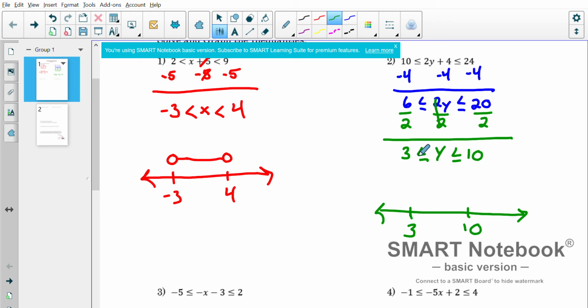We have greater than or equal to, greater than or equal to. So we're going to have two closed dots. Remember that equal to symbol makes it from an open dot to a closed dot.